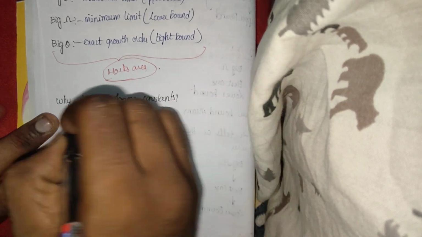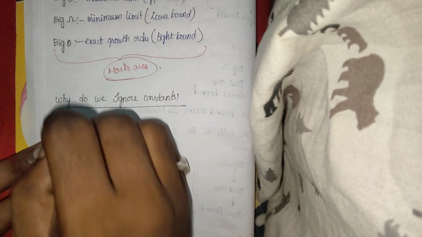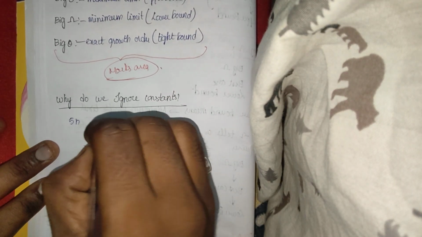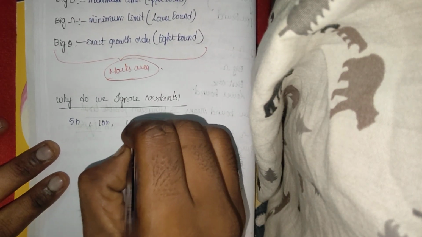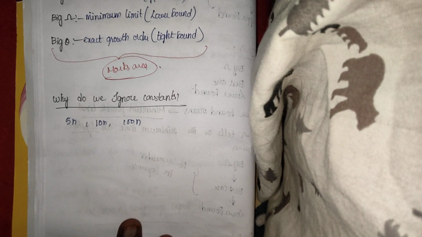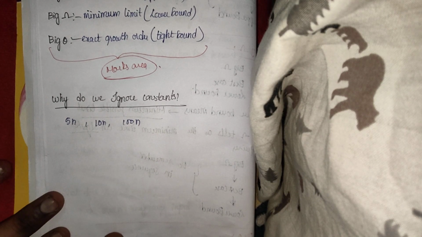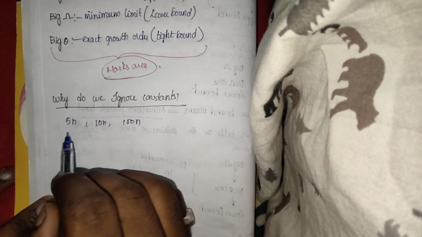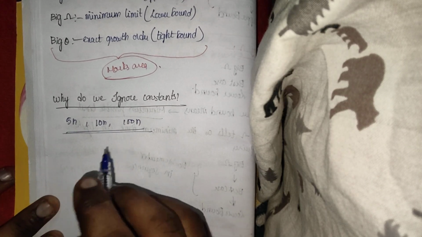Why do we ignore constants? So 5n, 10n, 100n. Are these different? So I'm asking you students a question. Are these different? Yes, they're different.